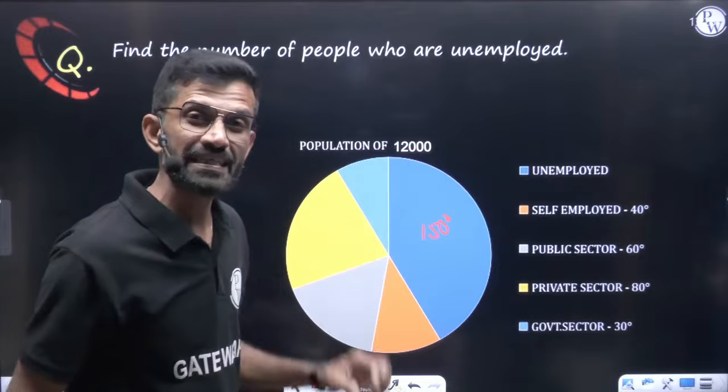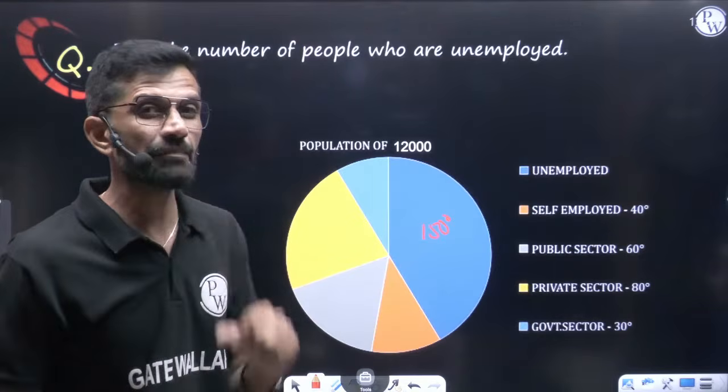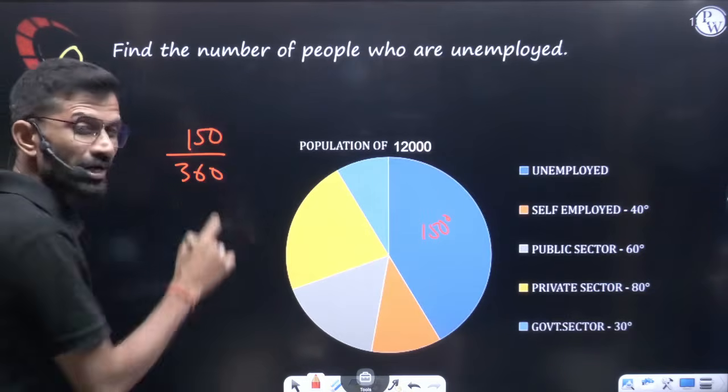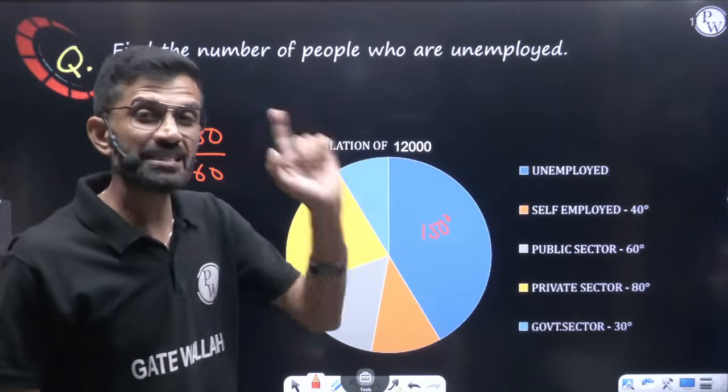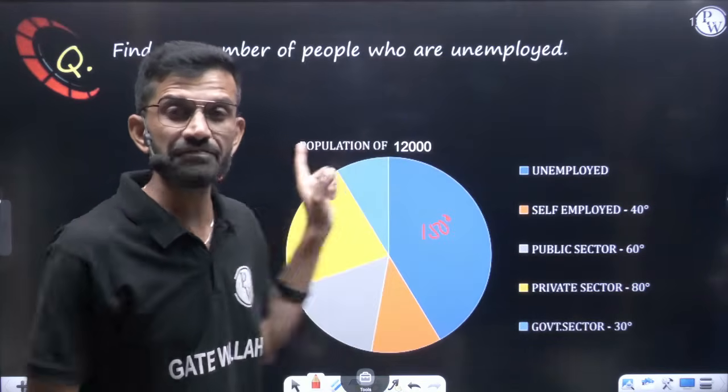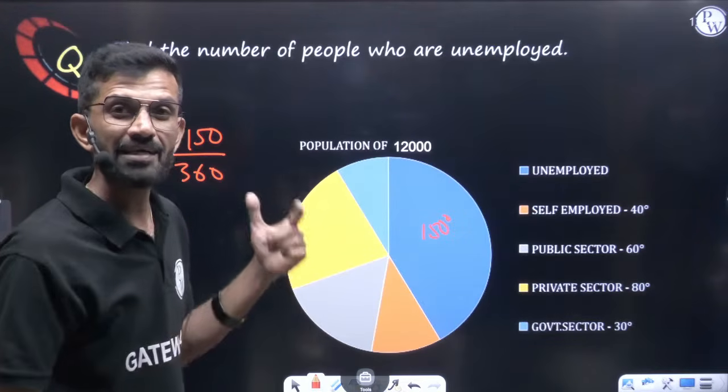So 150 degrees out of 360 degrees, that is unemployed people. Out of 360 degrees, 150 degrees is unemployed. This is the fraction of unemployed. But they are asking for this fraction in the total population. They are not asking in percentage. If they ask in percentage, multiply by 100. They are asking you in total population.